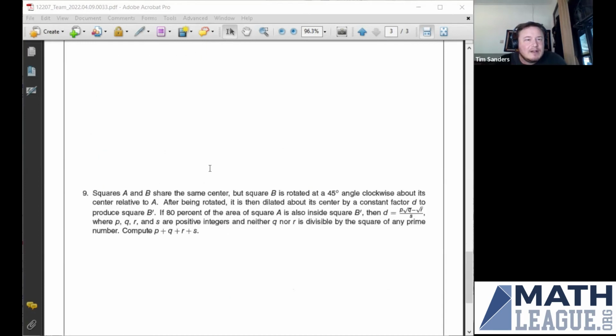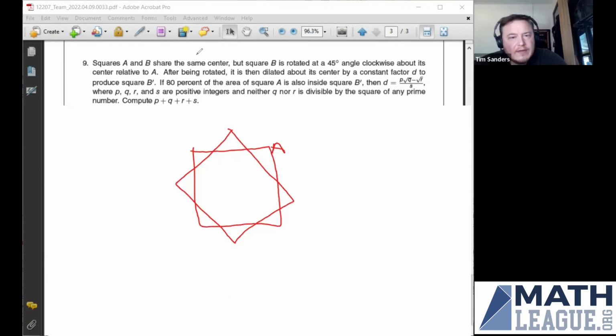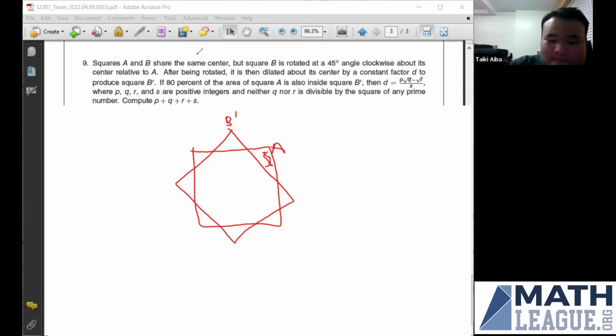Let's keep going here. So this is square A. This is square B prime. We just need to find the ratio of the side lengths here, right? 80% of A is inside B. That means that 20% of it is outside. That means this is 5% right here, right? Each one of these little wedges is 5% of the whole thing.